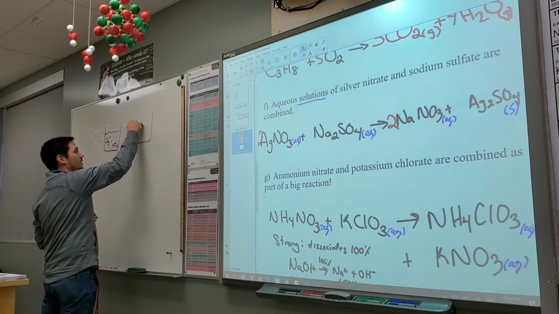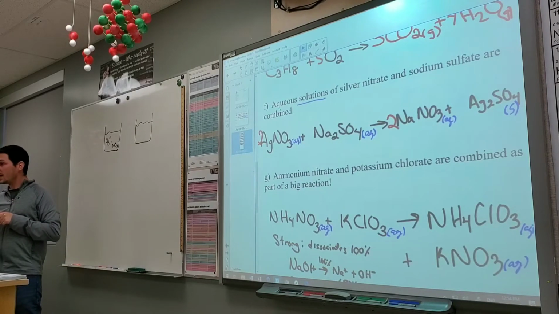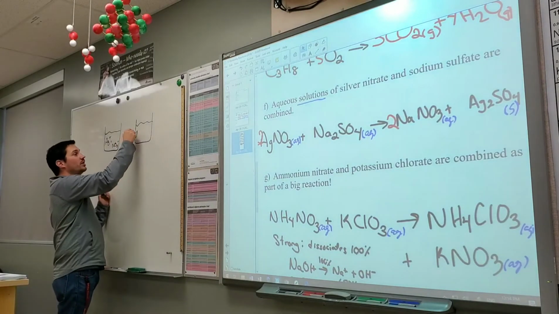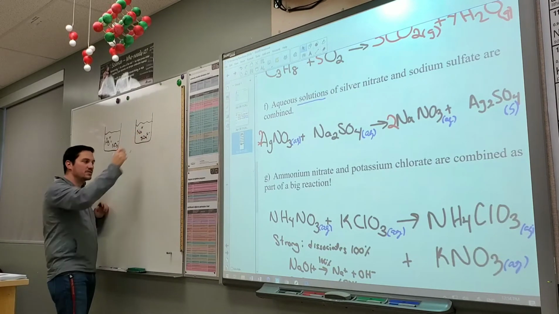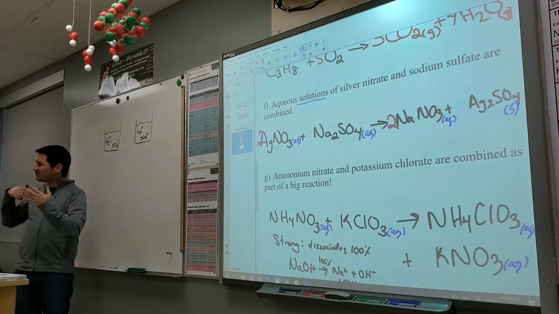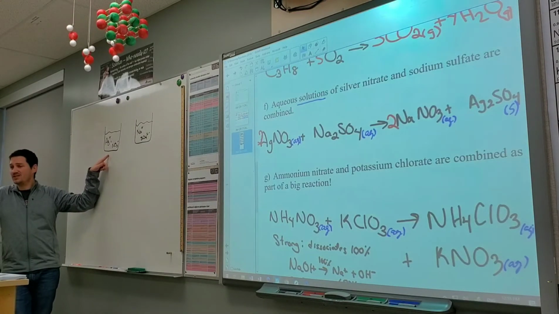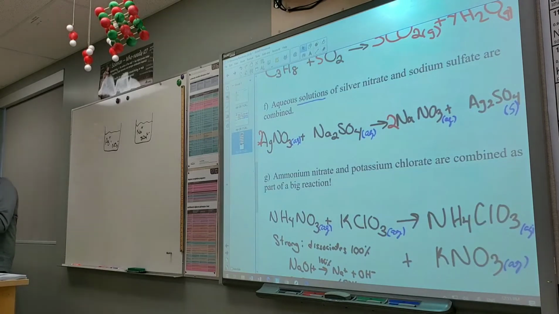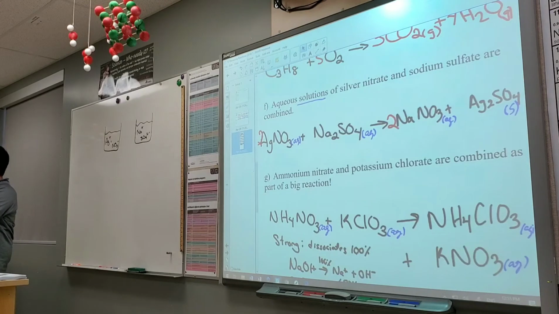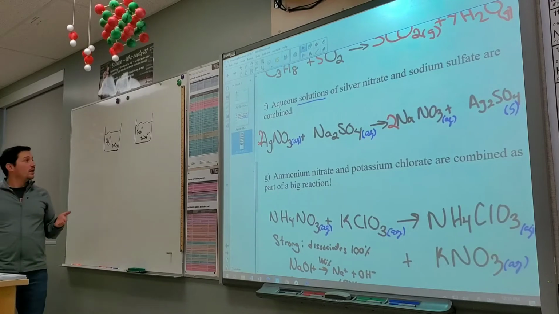Same thing. Exact same thing. Is it able to split up? Yeah. So we've got sodium ions, and we've got sulfate ions. So please keep this in the back of your mind. When you have a solution of silver nitrate, you don't really have a solution of silver nitrate. You have a solution of silver ions, and at the same time, you have a solution of nitrate ions. Is that okay? Yeah, okay.